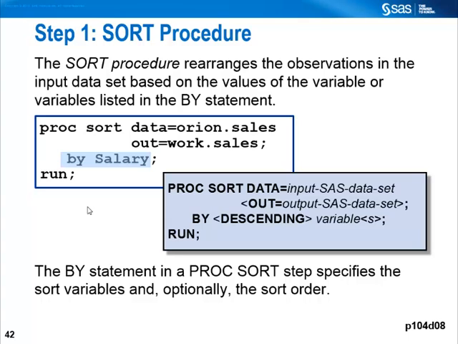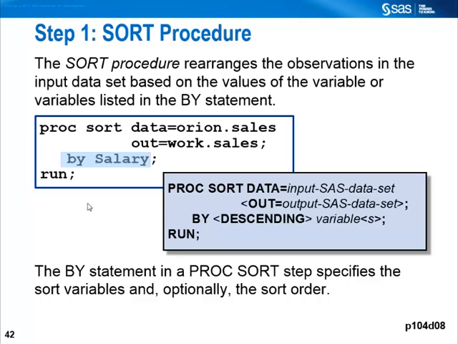The by statement in the proc sort step specifies the sort variable and optionally the sort order. So we have proc sort data equals any input dataset that you want to give, and the out equals option is optional, because if you want to sort the original dataset, then we do not give the out equals option. If we don't want to sort the original dataset, we want a new dataset to be outputted as sorted data, then we use the out equals option and we give the libref and the name of the dataset.